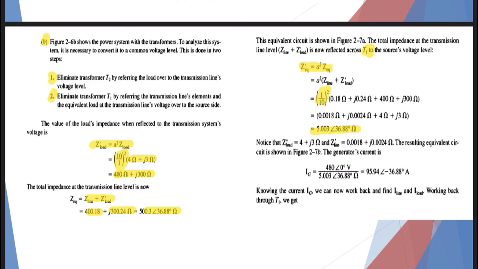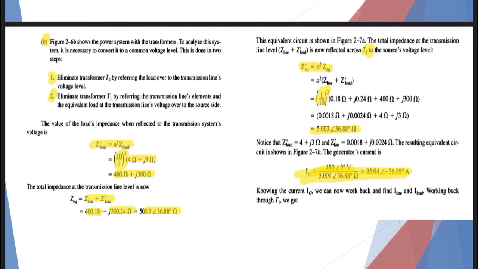The generator's current is now what we'll find. I generator equals the same voltage, 480 with the angle 0, over 5.003 with the angle 36.88. So the answer will be 95.94 with the angle minus 36.88 ampere. Now, knowing the current IG, we can work back and find I line and I load.